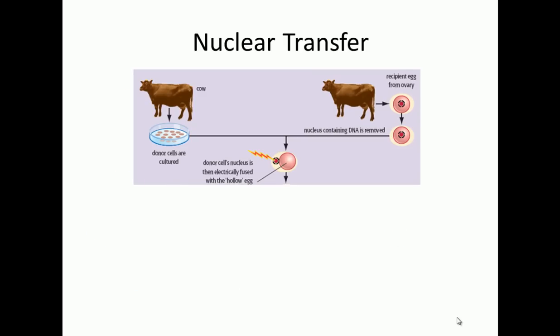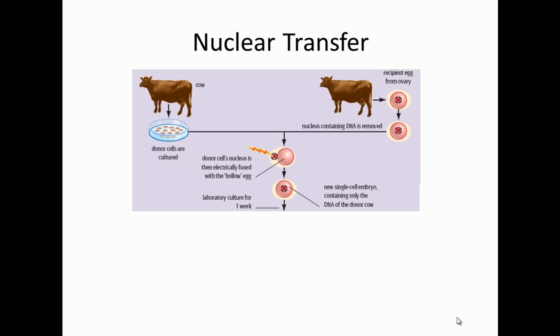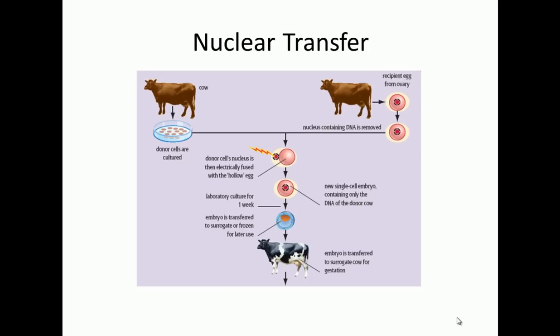What we then do is we put the emptied out egg with the nucleus from the donor somatic cell, and through an electrical impulse we fuse the new nucleus from the somatic cell with the egg. With the somatic nucleus in the egg, we culture this cell until it starts to divide. When it starts dividing, it creates a blastocyst, which is like a bag of stem cells, and we insert that into a surrogate.